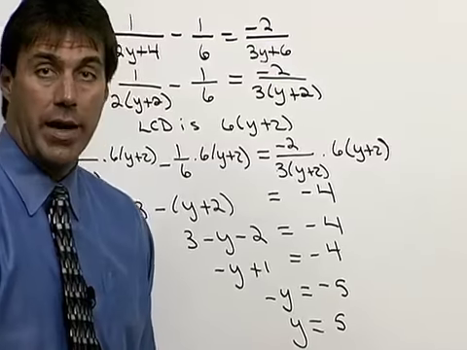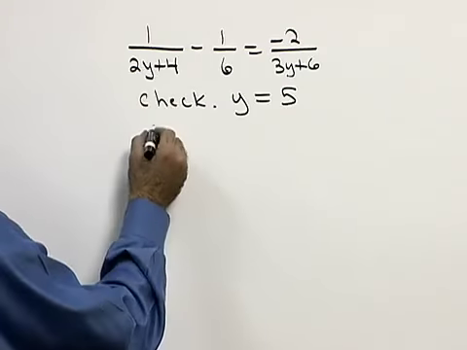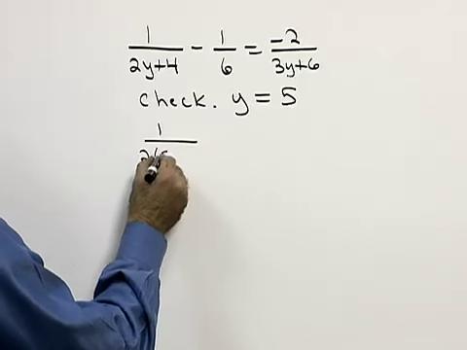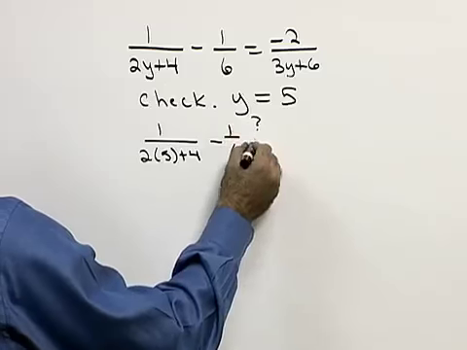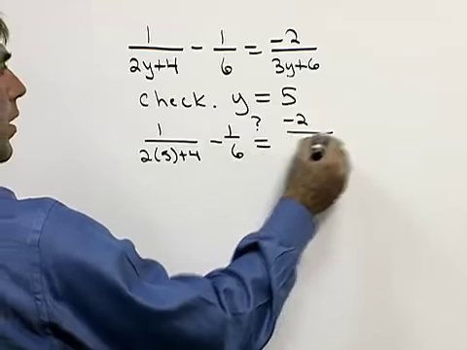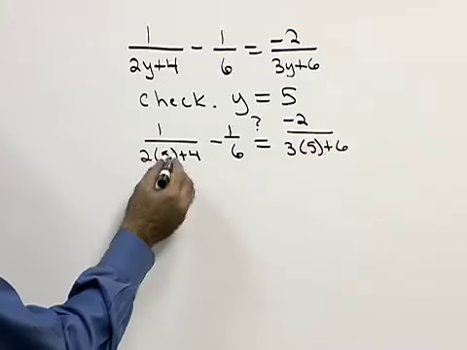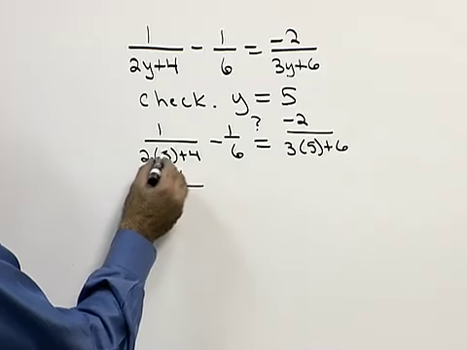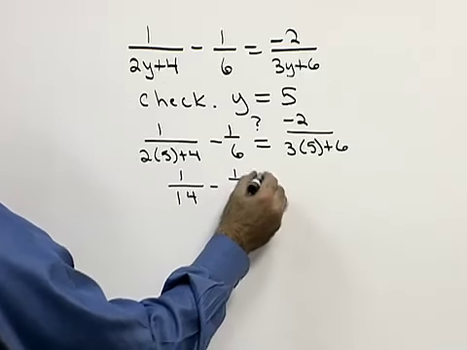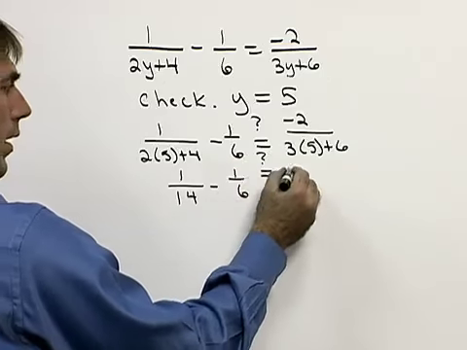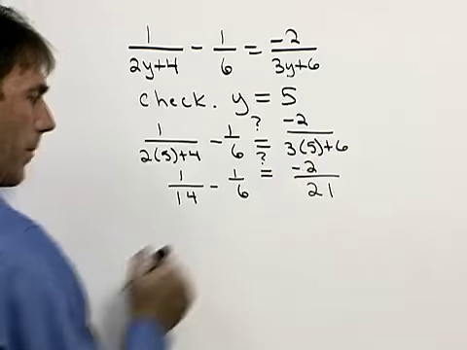So now let's check our answer. So let's now check and see if y equal to 5 is our solution. So we'll have 1 over 2 times 5 plus 4 minus 1/6. Is that equal to negative 2 over 3 times 5 plus 6? So if we simplify, we're going to have 1 over 2 times 5 is 10 plus 4 is 14 minus 1/6 equals negative 2 over 3 times 5 is 15 plus 6 is 21.